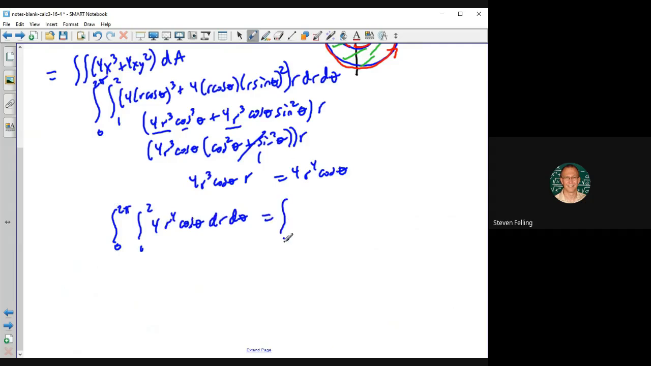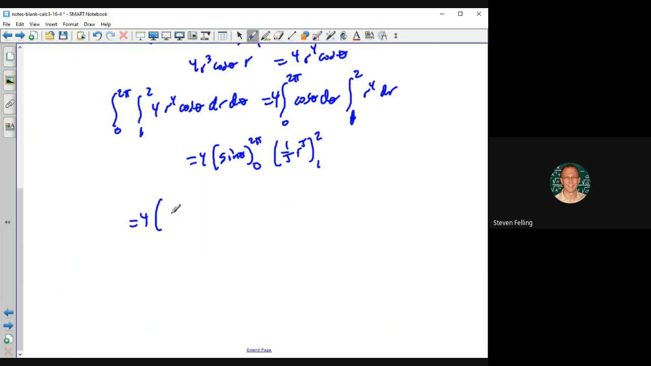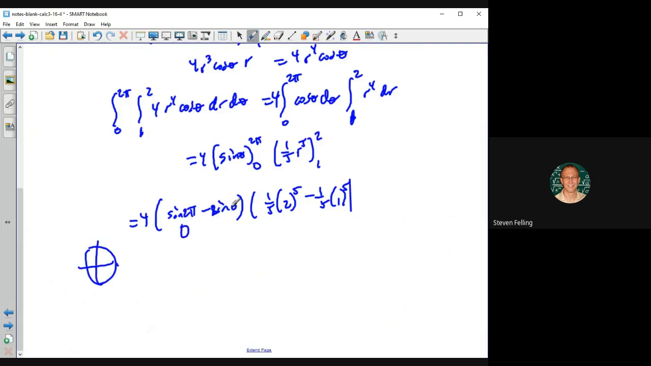So we could write that as the theta part, which just contains a cosine theta. We have a 4, which can come out as a constant. And then we have from 1 to 2, of r to the 4th dr. Right? So we would have 4 times the integral of cosine, which is sine, from 0 to 2 pi, and then we would have 1/5 r to the 5th from 1 to 2. So this is going to end up being 4 times sine of 2 pi minus sine of 0, and then this is going to end up being 1/5 2 to the 5th minus 1/5 1 to the 5th. Okay, but sine of 2 pi is 0, and sine of 0 is 0. So actually this term, it's 4 times 0 times something.